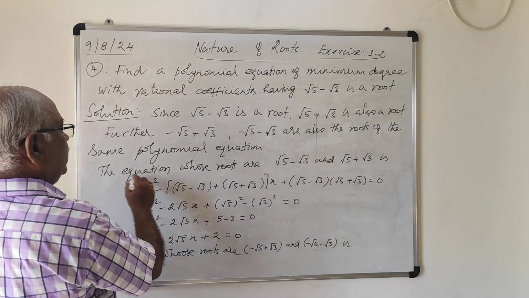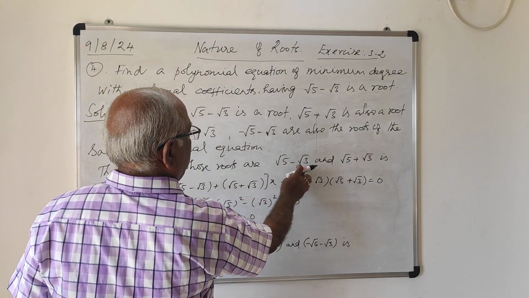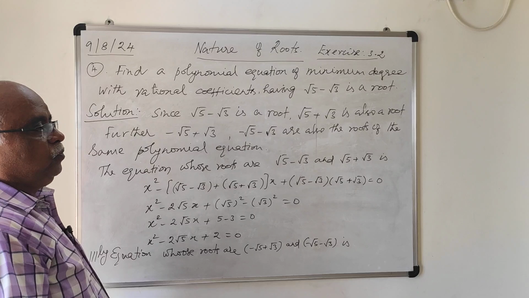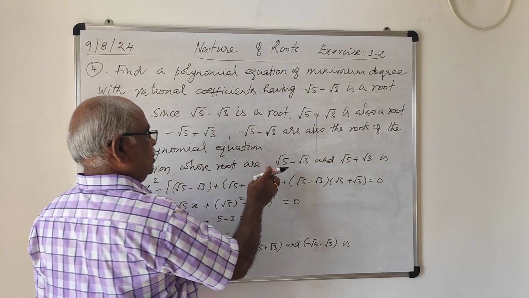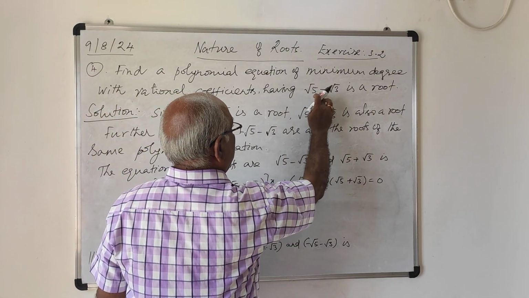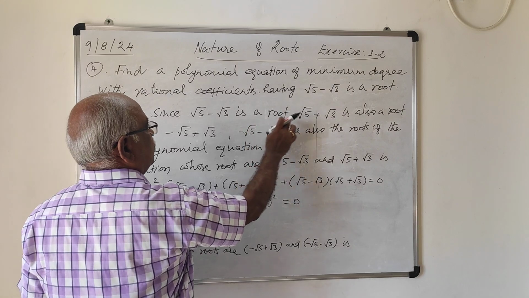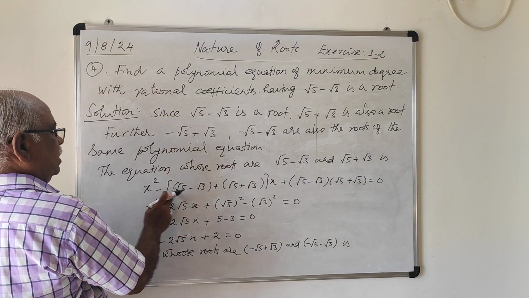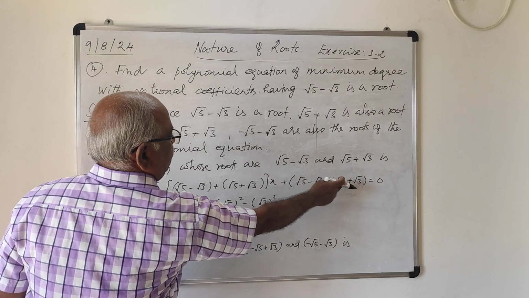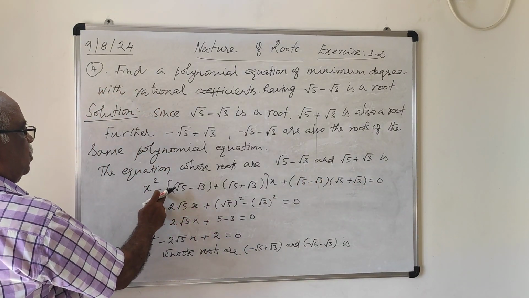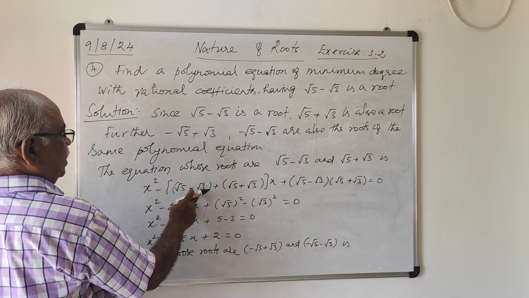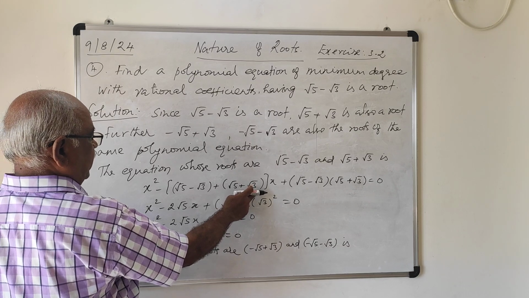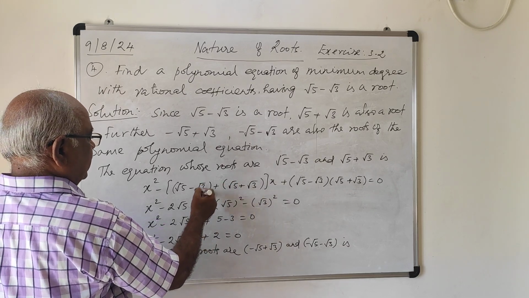First, we will find the equation whose roots are root 5 minus root 3 and root 5 plus root 3. We are going to find the first equation whose roots are root 5 minus root 3 and root 5 plus root 3. You know that x square minus sum of the roots into x plus product of the roots equal to 0. x square minus sum of the roots, root 5 minus root 3 plus root 5 plus root 3: minus root 3 plus root 3 get cancelled.